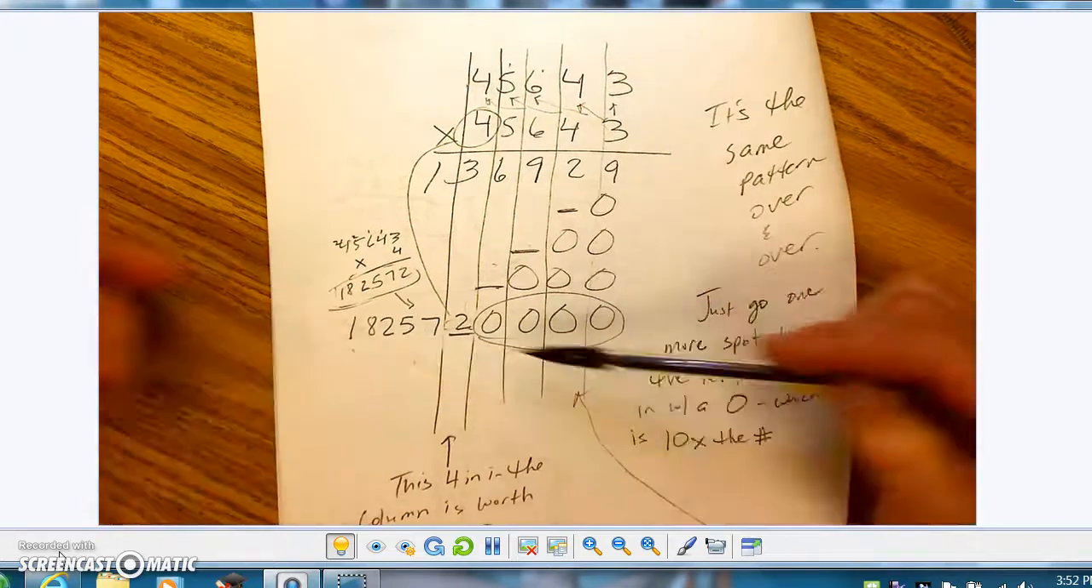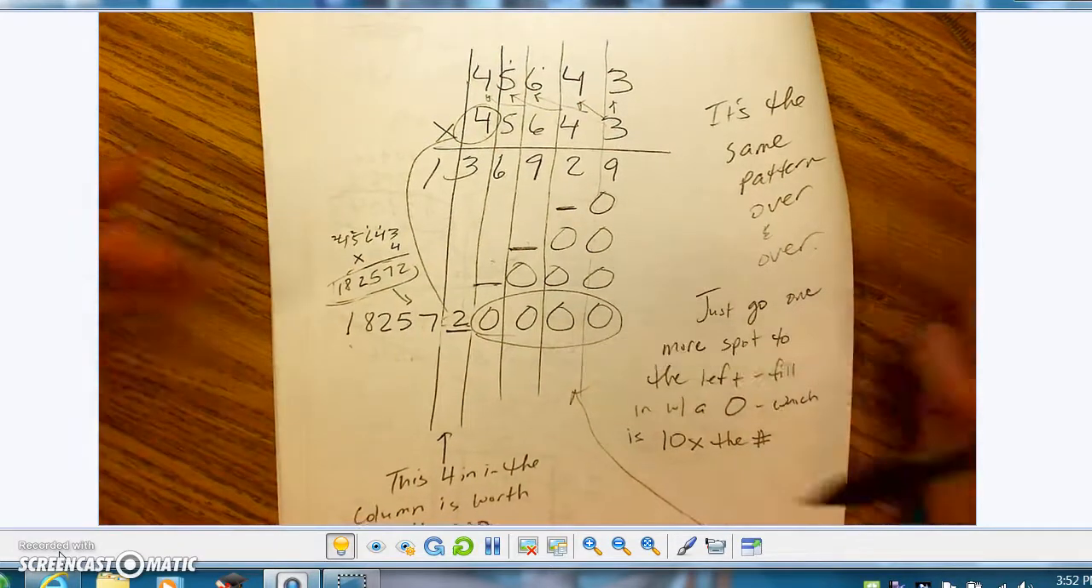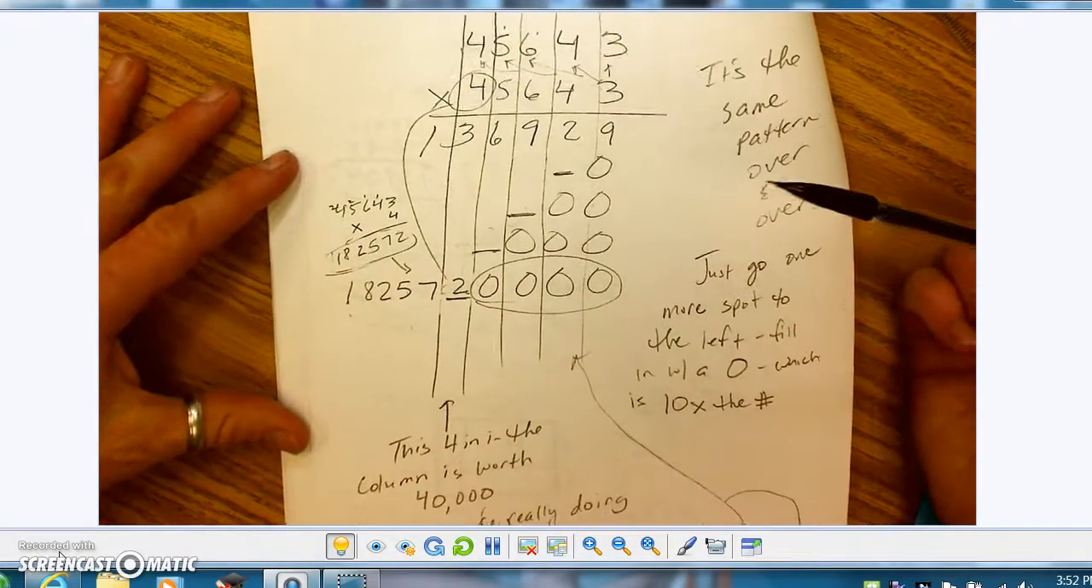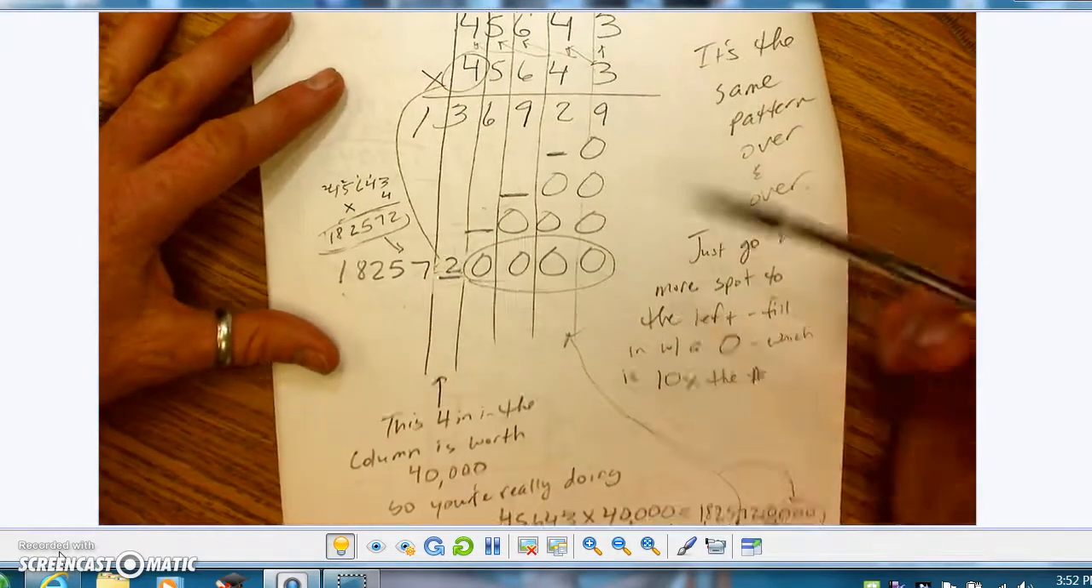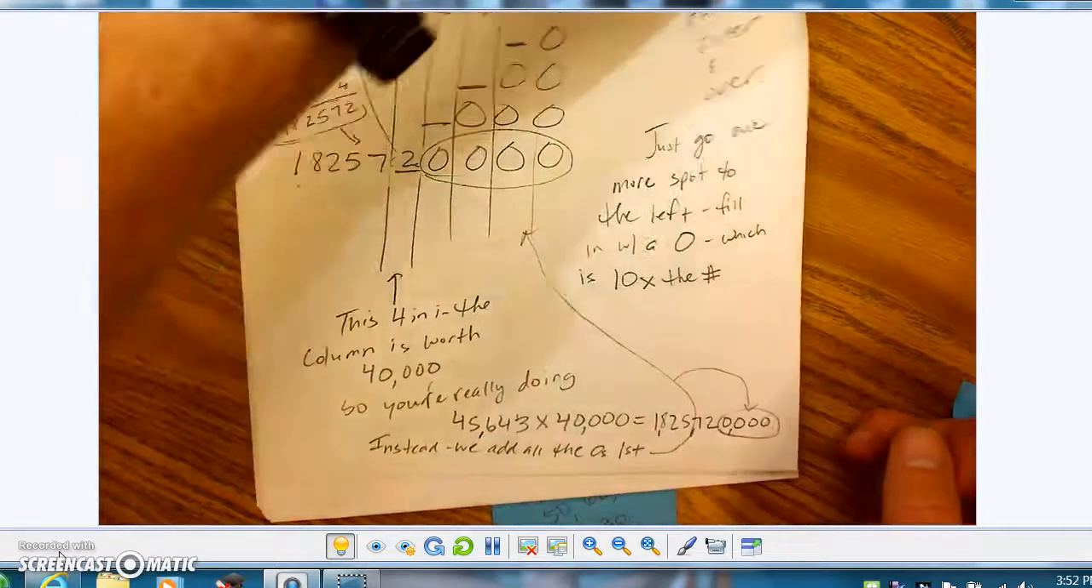You get the idea. Anyways, super big, long number. You're not going to have that, but you might as well learn how to do it now. It's just the same pattern forever and ever and ever.